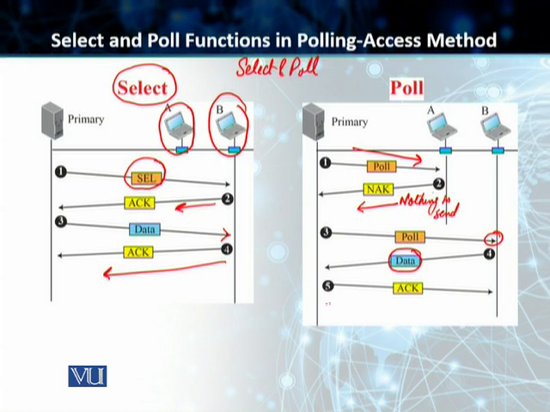And after that, the primary will again poll A, if A and B are the only two stations that we have on this particular shared medium. And this process goes on.